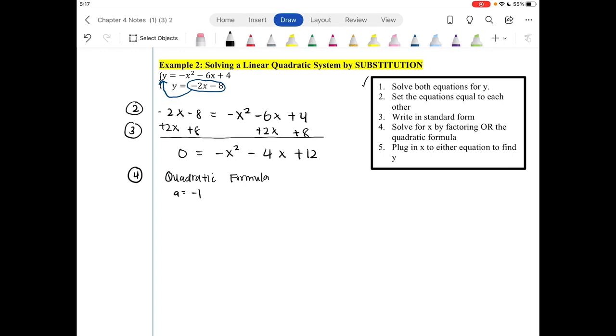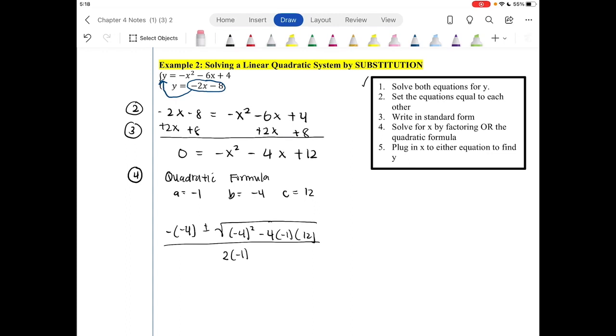Our a value is negative 1, b is negative 4, and c is positive 12. If you forgot about the quadratic formula, go back and refer to 4.7. Plugging these values in, we'll have negative times negative 4 plus or minus the square root of negative 4 squared minus 4 times negative 1 times 12, all divided by 2 times negative 1. Simplifying under the square root will give us 16 plus 48, which is 64. That will leave us with 4 plus or minus the square root of 64, all divided by negative 2.